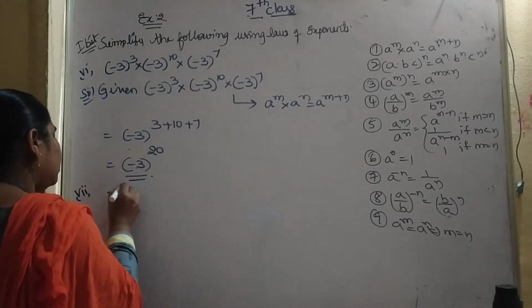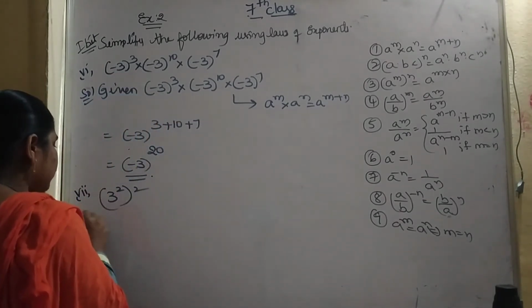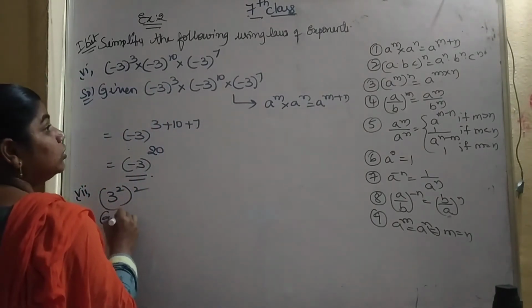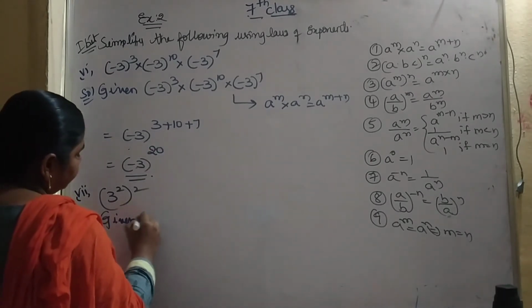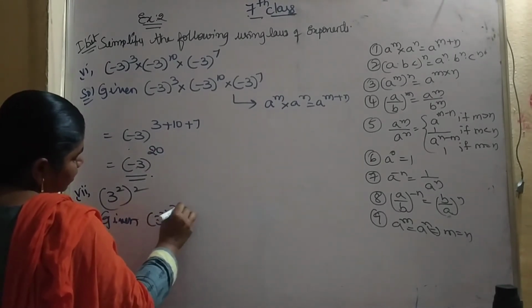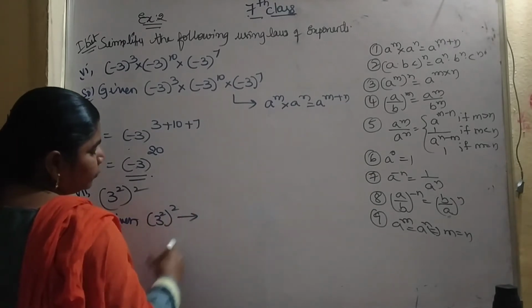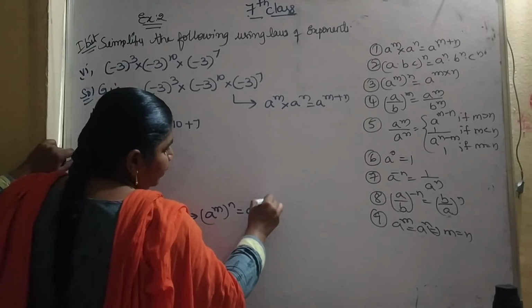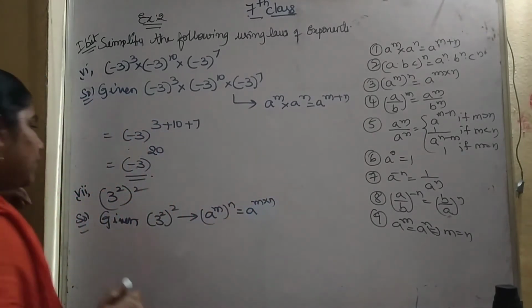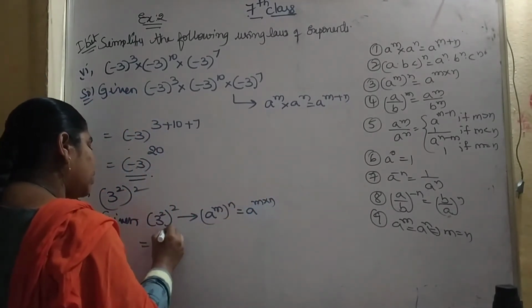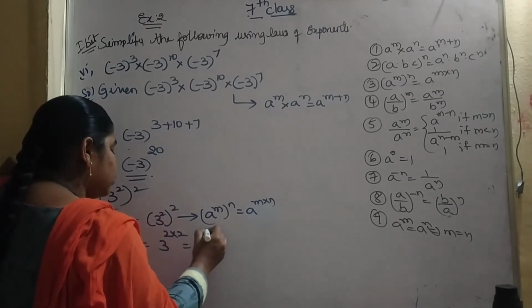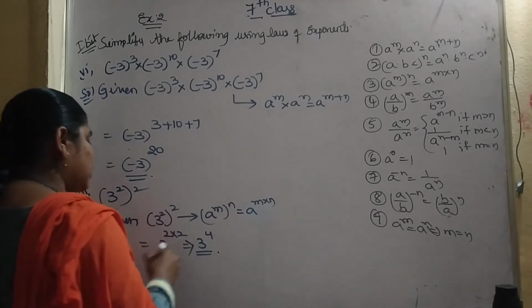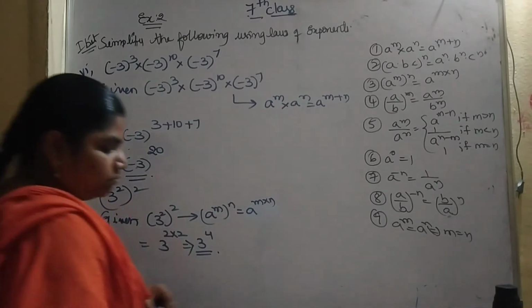3 square whole square. Seventh one is what? 3 square whole square. Now this is in the form of the third law, that is the third exponent law. So we have to multiply the powers. Which formula are we using? A power m whole power n is equal to a power m into n. That is 3 power 2 into 2, that will be equal to 3 power 4. So what is the answer? 3 power 4 is our answer. So this is our seventh one.